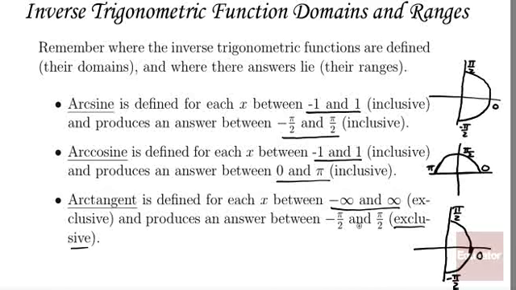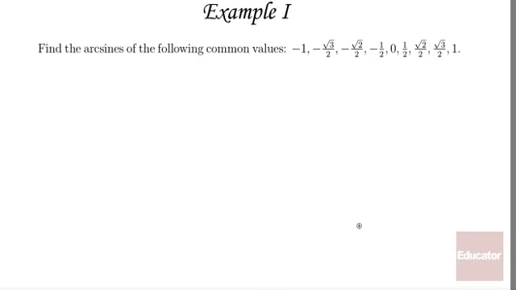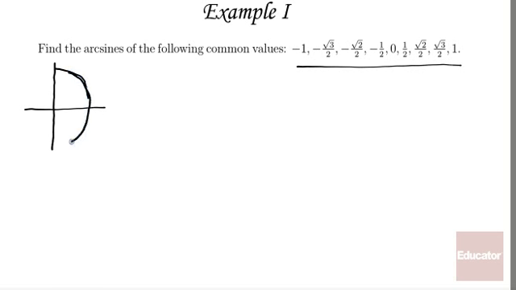So let's practice finding some common values. So here are some common values that we should be able to figure out arcsines of. And let me start by drawing my unit circle. So there's -pi/2 and 0 and pi/2. Remember, our answer is always going to be in that range. And so let me just graph those common values and see what angles they correspond to. So I'll make a little chart here, x and arcsine x.